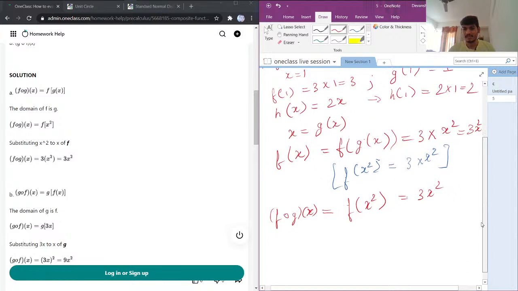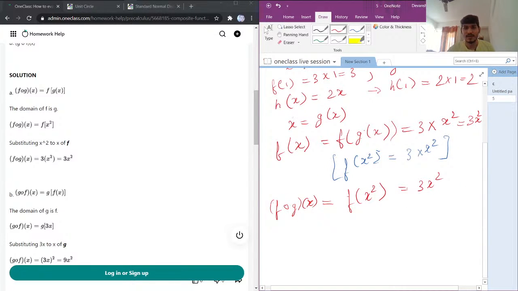In the similar fashion, I can also write this for, let's choose a different color. Let us write with green. Now, as I have written for f of g of x, let's write it for g of f of x.